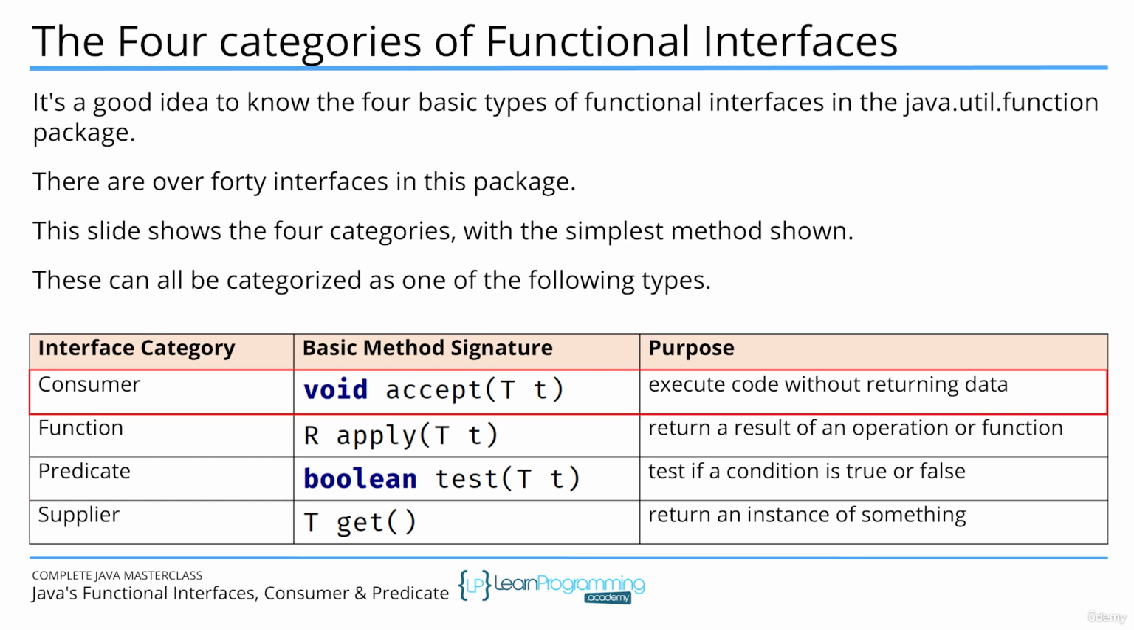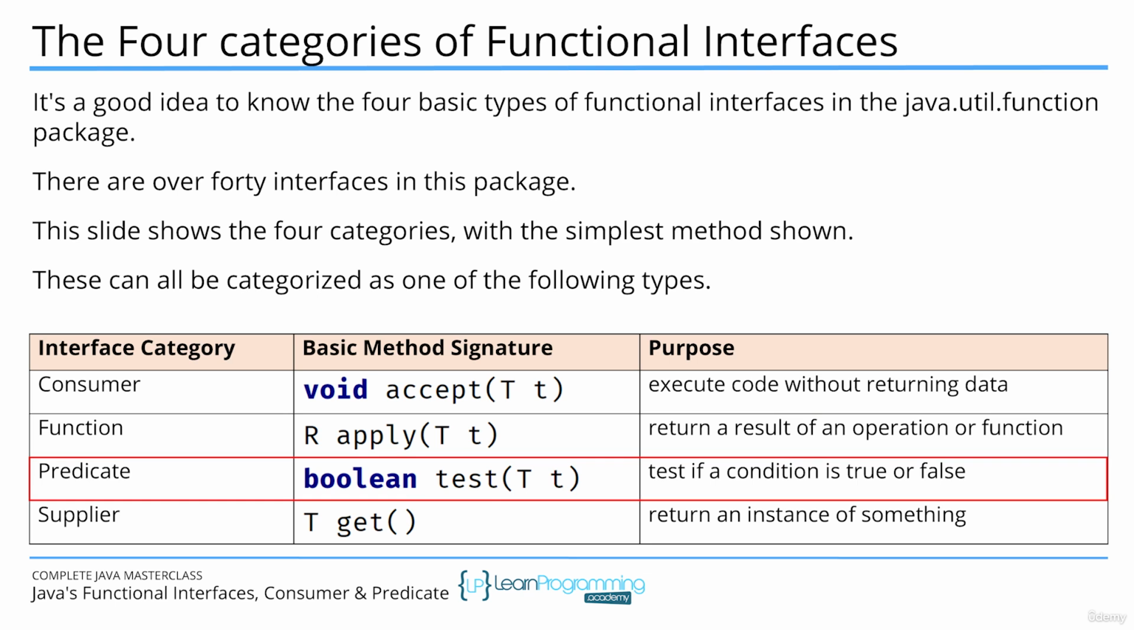Consumer interfaces are used to execute statements, but don't pass any data back. They take one or two arguments of various types, but return no value. Function interfaces are used to perform an operation and return a result. These take one or two arguments of various types and return the result of some formula or calculation, much like the operation interface I created in the last video.